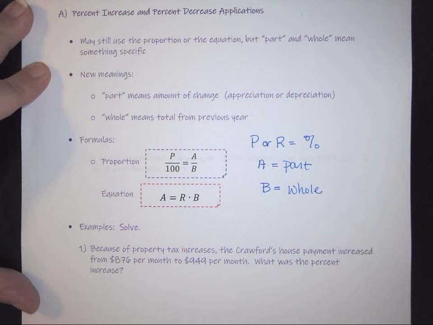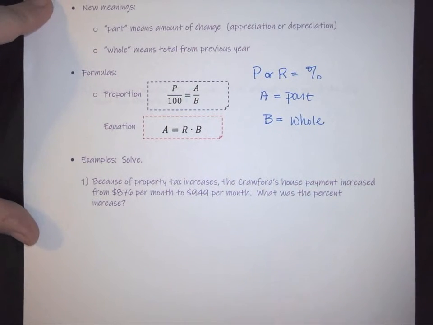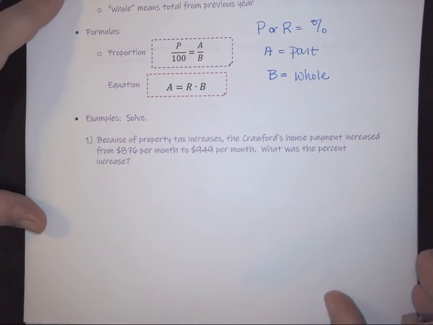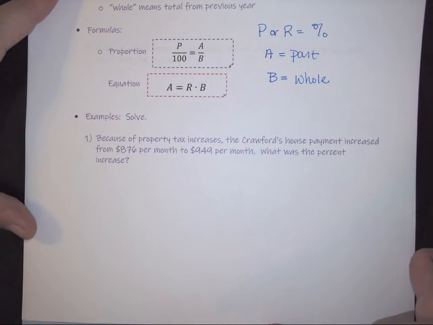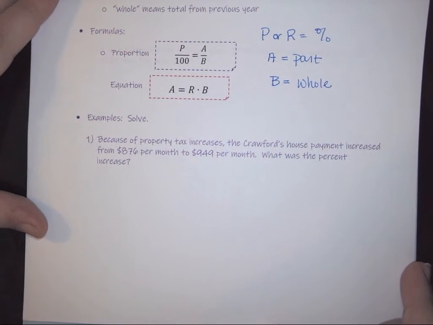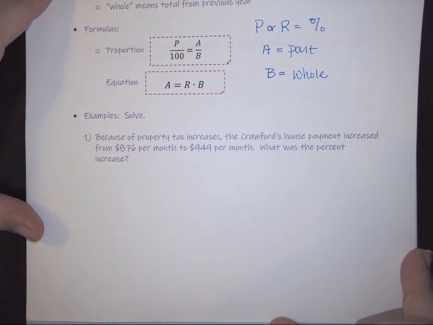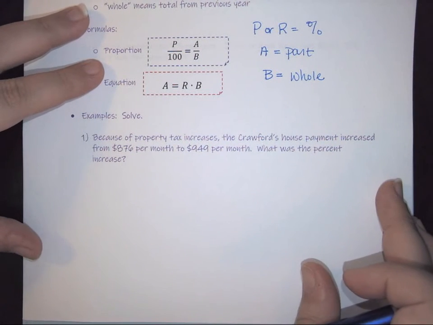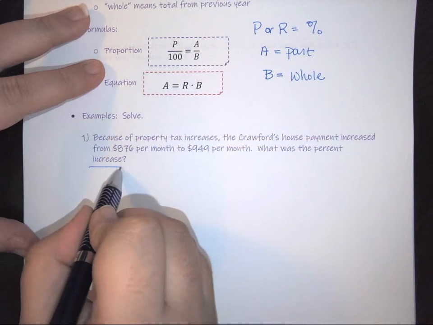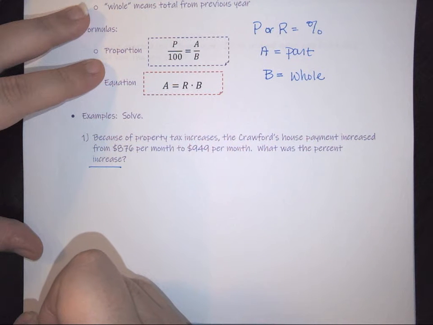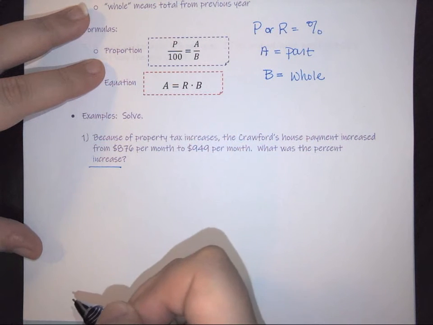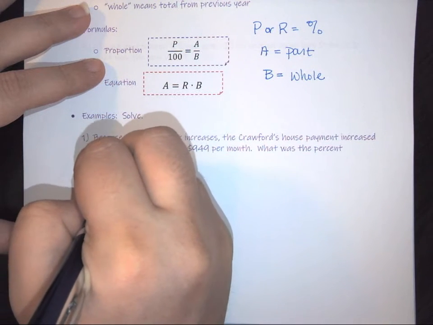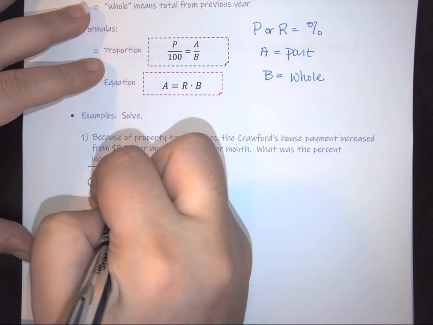Okay? So the first problem we're going to look at says, because of property tax increases, the Crawfords' house payment increased from $876 per month to $949 per month. What was the percent increase? So here we're talking about an increase, so we're talking about going up in percentage. The first thing we need to look at is your change in value.